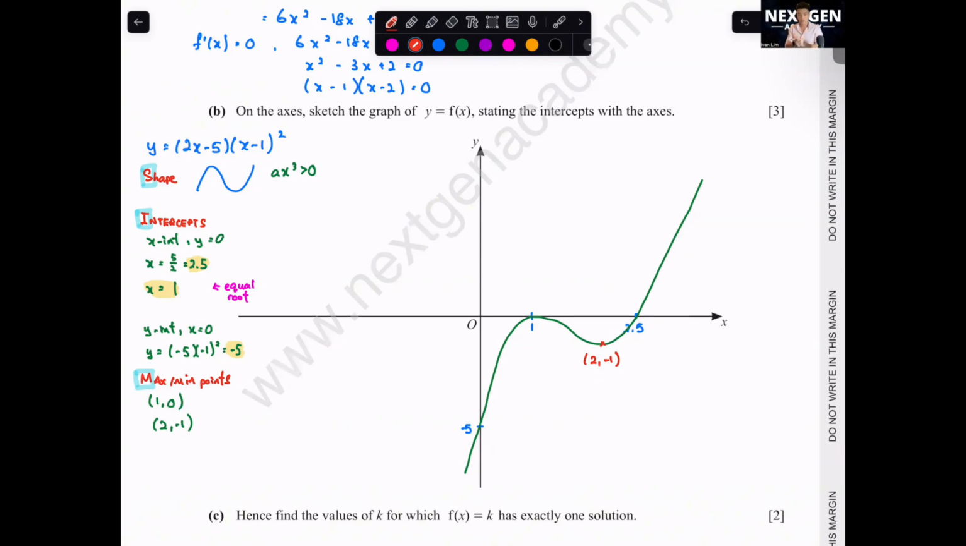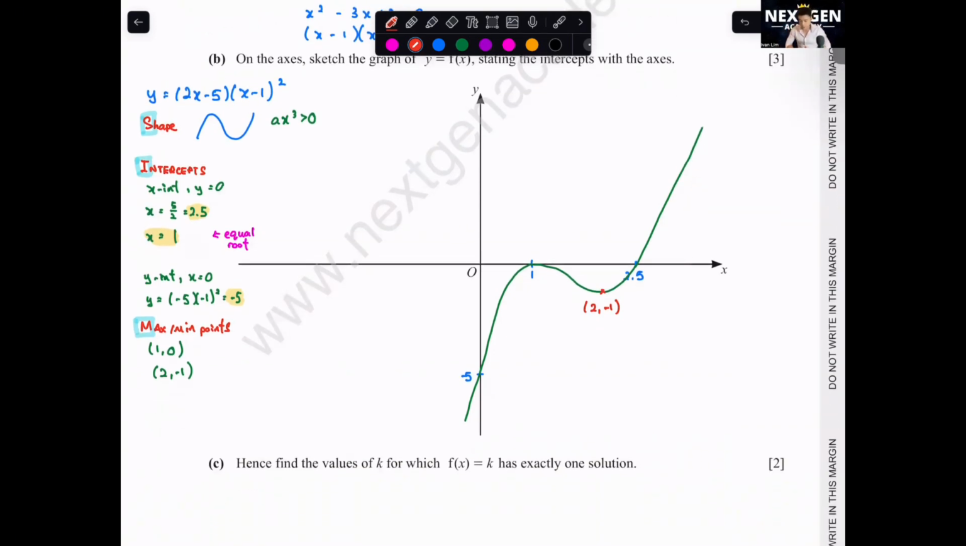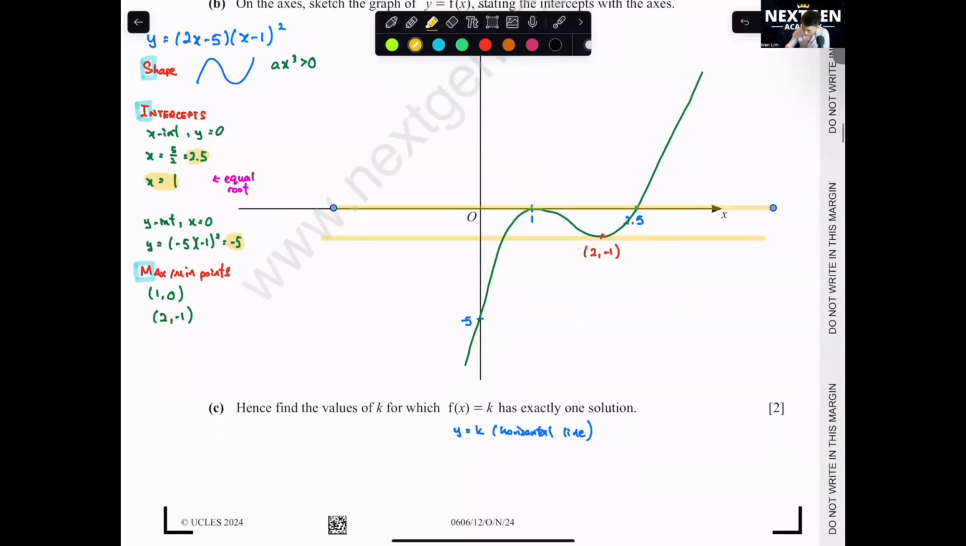Clear? Right. Question C. Hence, find the values of k for which f(x) equals k has exactly one solution. What does it mean? f(x) equals k has exactly one solution. This means y equals k, which is a horizontal line. When we draw a horizontal line, where exactly will we get one answer? That means one point of intercept. So you look at the graph here. I'm going to draw a horizontal line over here and over here.